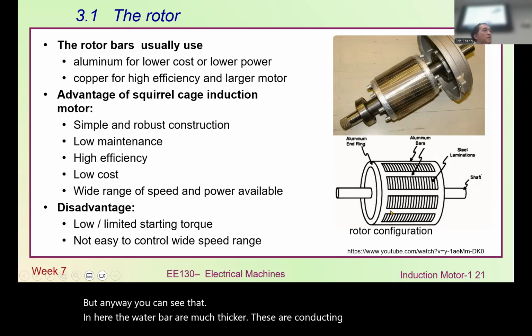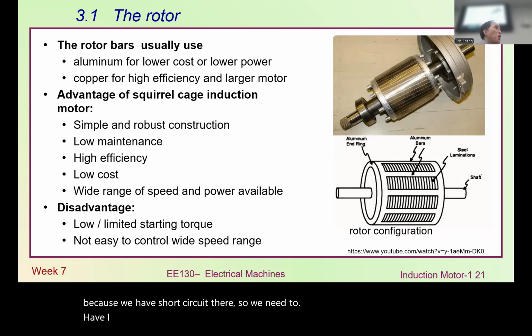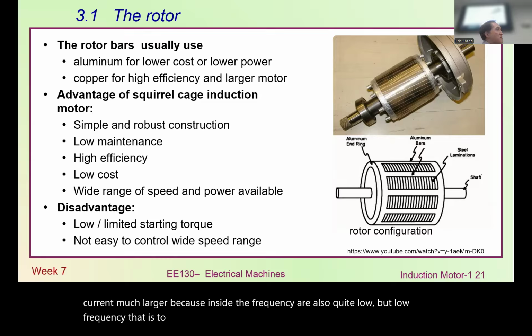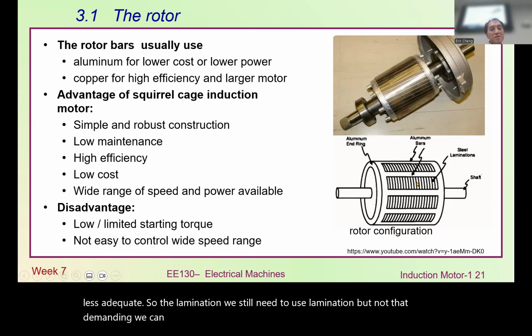This current, because we have short circuit there, so we need to have a much thicker rotor winding in order to accommodate such a large current. The rotor current is much larger because the frequency is also quite low. But with low frequency, the skin effect will not be that demanding. For high frequency, as you know, we get more eddy current. The lower the frequency, the less eddy current. So the lamination, we still need to use lamination, but not that demanding. We can use thicker lamination anyway.